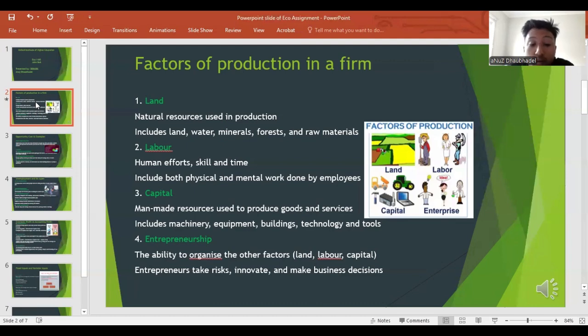So, in conclusion, the four factors of production are land, labor, capital, and entrepreneurship. Each factor plays an important role in helping a firm produce goods and services efficiently.